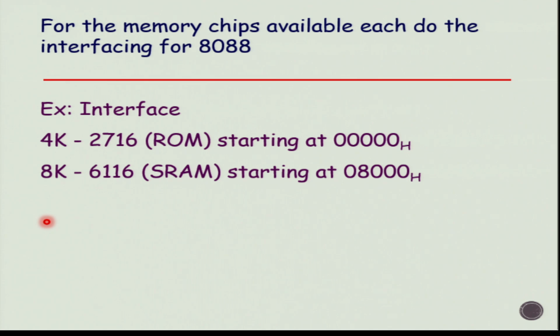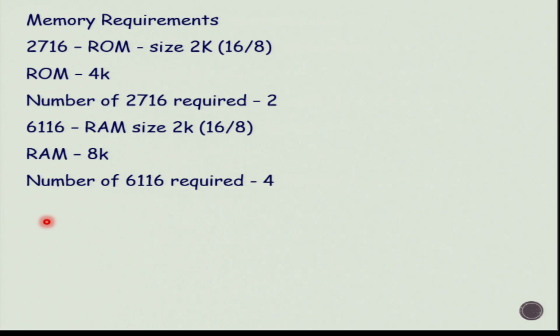The first thing you have to do is look at the number of chips or the memory requirement. You are going to have 2716, which is going to be ROM. This is a 2K chip. We need totally 4K of ROM in the system. So the number of 2716s or ROM chips required would be 2.